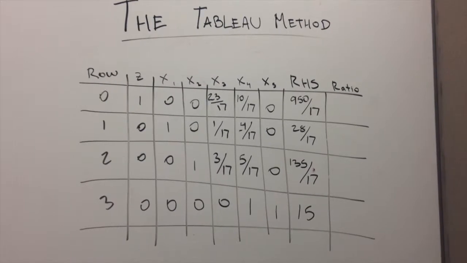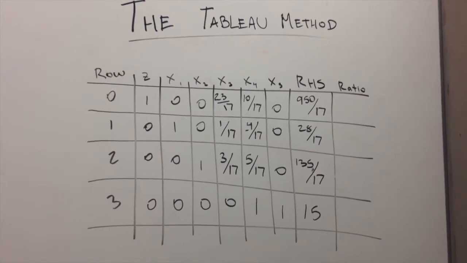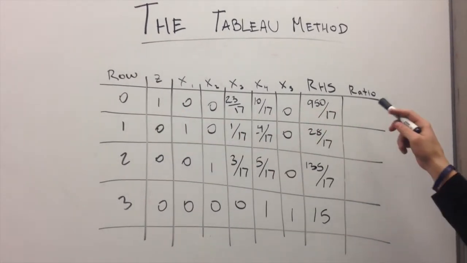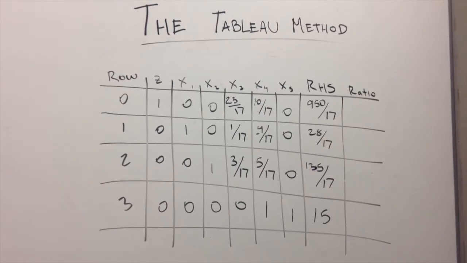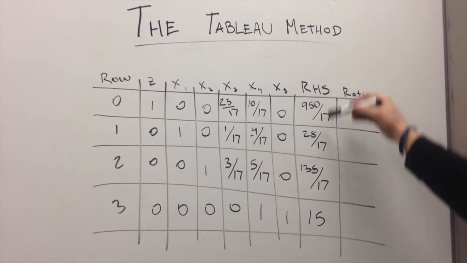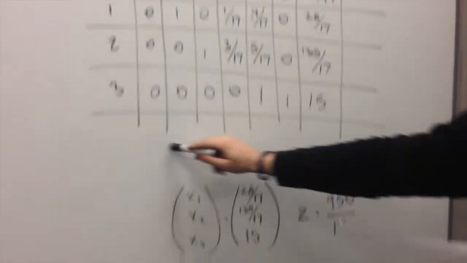After performing our pivot operation, the reduced costs of the non-basic variables are all positive, so the current basis is optimal. This can be read from the right-hand side column, right here. So this is our optimal solution.